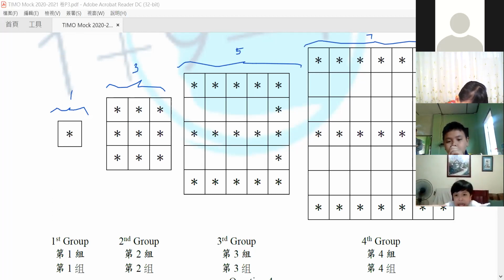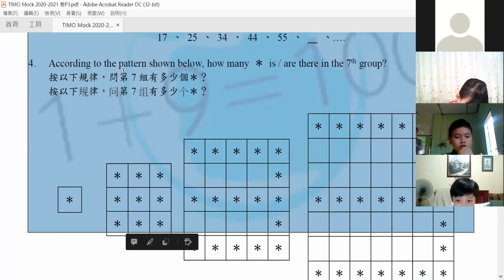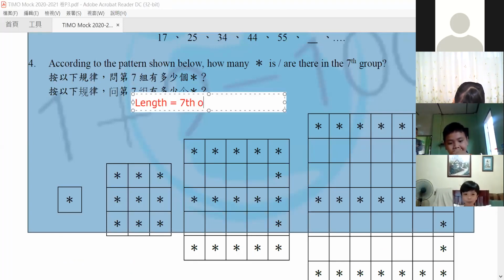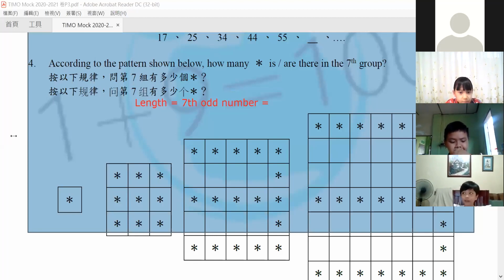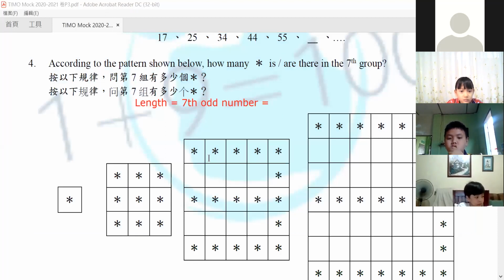So in here, when we are talking about the seventh square, it must be of length the seventh odd number of our graph, which is equal to 13, right?